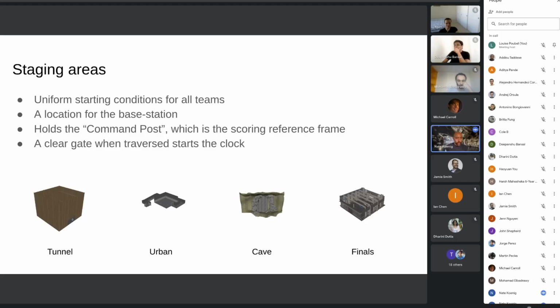It also held a location for a team's base station, which is meant to be pretty much a compute node that was immobile, and they could use that to coordinate their team. And it was also a place that held the command post. The command post was essentially a reference frame in which teams had to report artifact locations. And each staging area also had a pretty clear gate. Once a robot passed the gate, that would essentially start the clock. And at that point, teams would have 60 minutes of simulation time to run their solution.